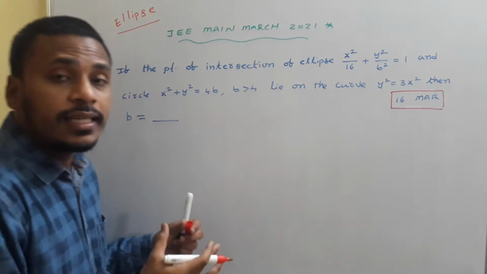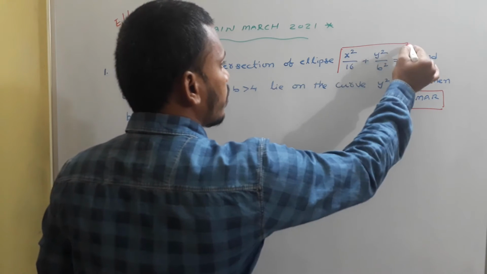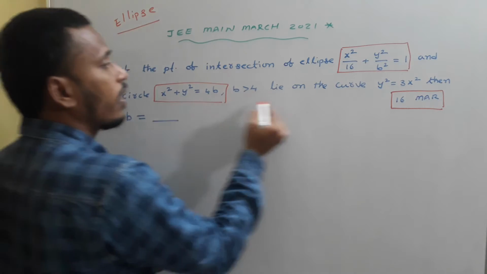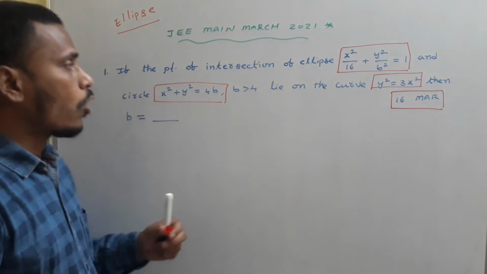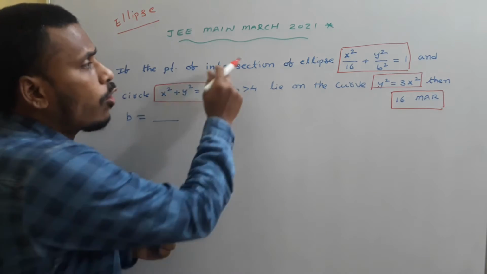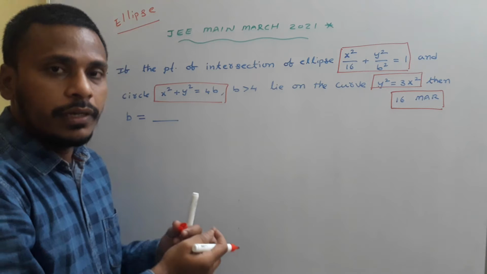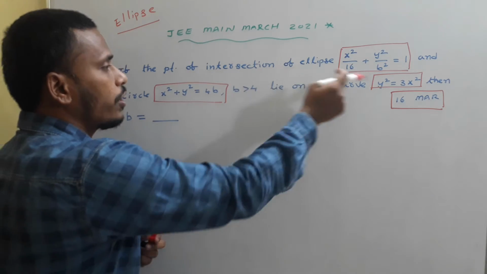See, totally three different curves are involved. First is the ellipse equation, second is the circle equation, and the other one is the curve y square is equals to 3x square. Okay. The point of intersection of these two lies on that curve. It means a point is there on all three equations.